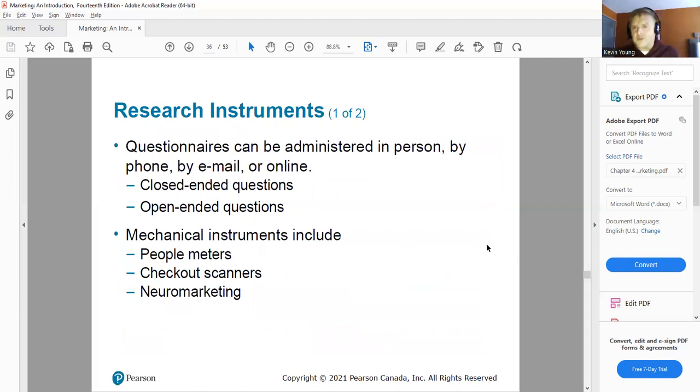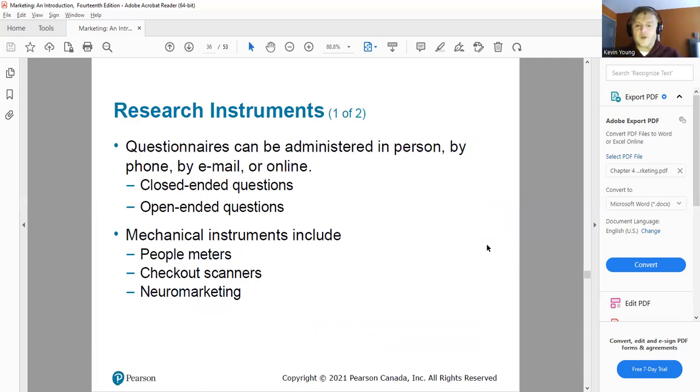The types of instruments that are used for surveys, well, they can be questionnaires, and they can be in person. It could be by phone, by email, or online. And those questionnaires can include closed-ended questions or open-ended questions. A closed-ended question is any question that I ask you where you can say yes or no. Do you have a university degree? Yes. That's a closed-ended question, because as soon as you say yes or no, the answer is over.